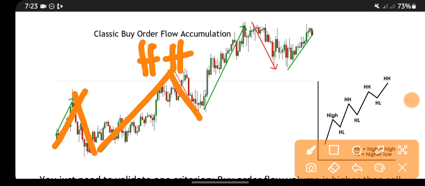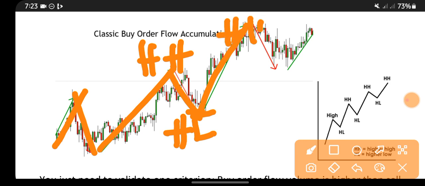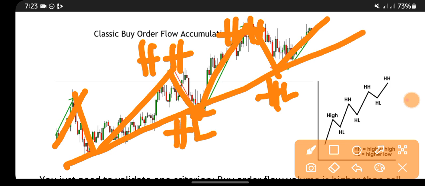Then it came down to make a higher low. Even though it is higher, it's still a low, okay? Now the price went up again to make a higher high. Price came down to make a higher low, and then the price went up, okay? So a series of higher highs and higher lows is what we call an uptrend, okay?